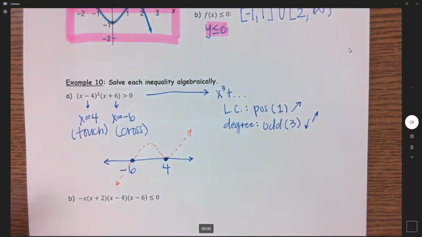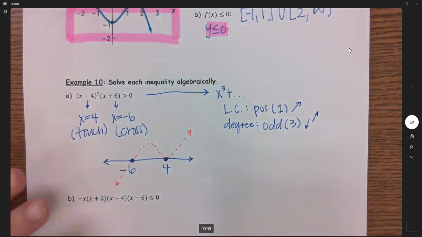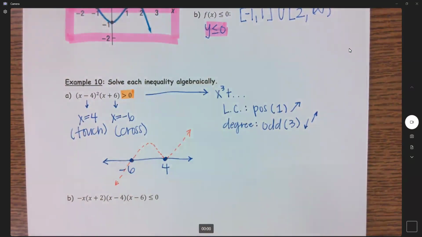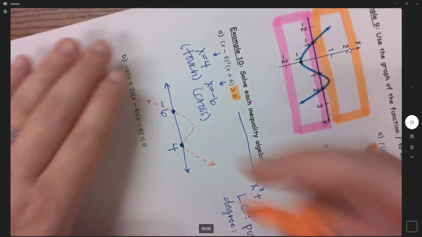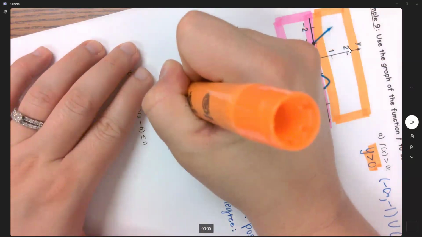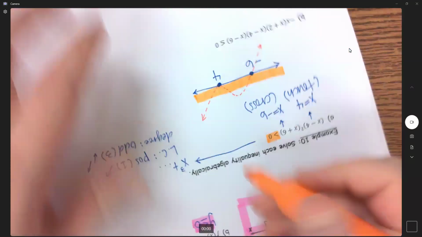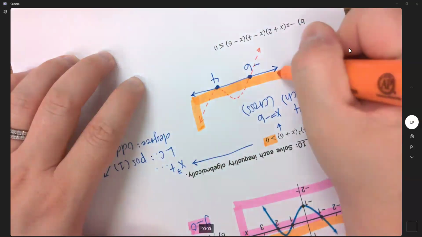So there is my rough sketch of my graph. If I am wanting to know when this is greater than 0, we are talking about things above that x-axis. Now it does not include the x-axis.